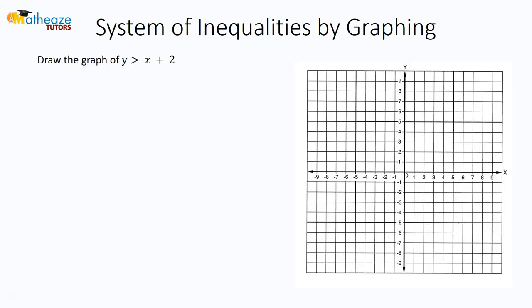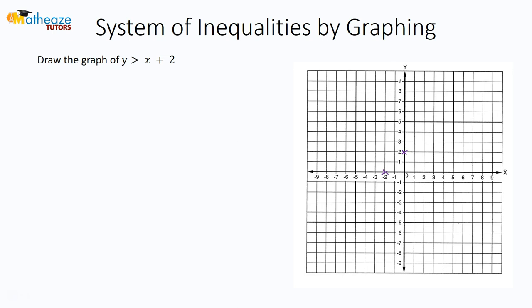Let's start with this example. We have a graph of y greater than x plus 2. So we're going to first draw the graph of y equal to x plus 2. For the sake of this, I'm going to look at the x-intercept and the y-intercept. Our y-intercept is plus 2, and our x-intercept is negative 2, because we have a positive slope.